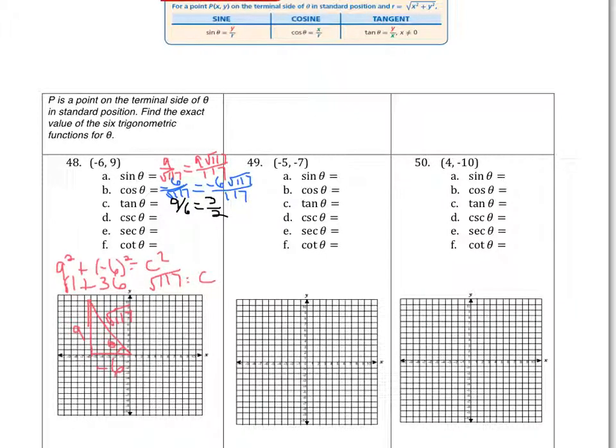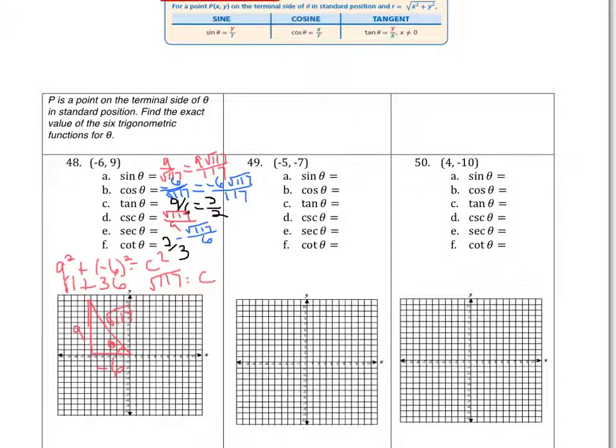If we're looking at cosecant, all we have to do is flip over the sine. So let's start with what we had before, 9 over root 117. So cosecant is root 117 over 9. And then secant is -6 over root 117. We flip it over, so that is root 117 over -6. And for cotangent, we flip over what we had for tangent. So instead of 3 halves, we now have 2/3.